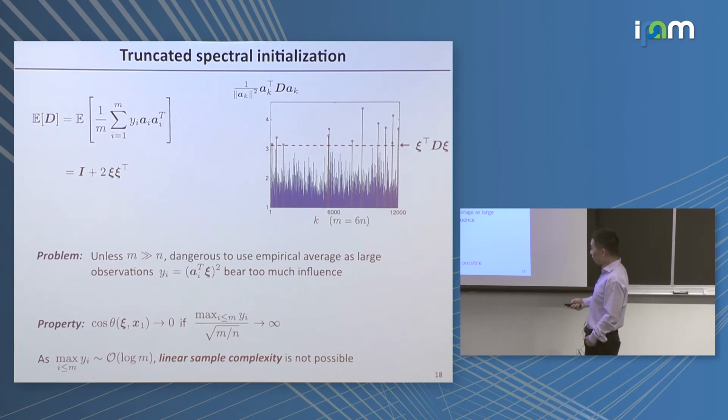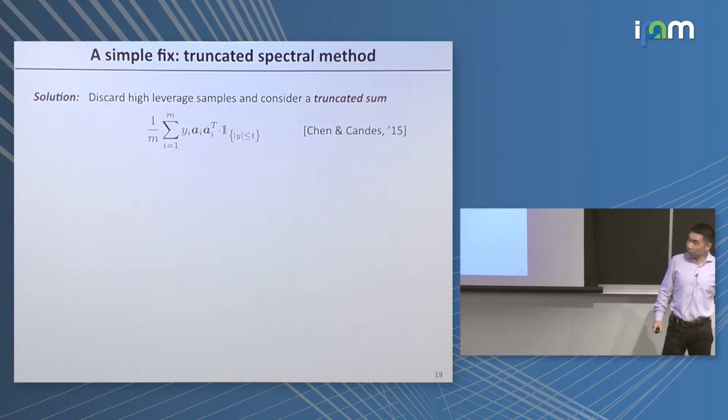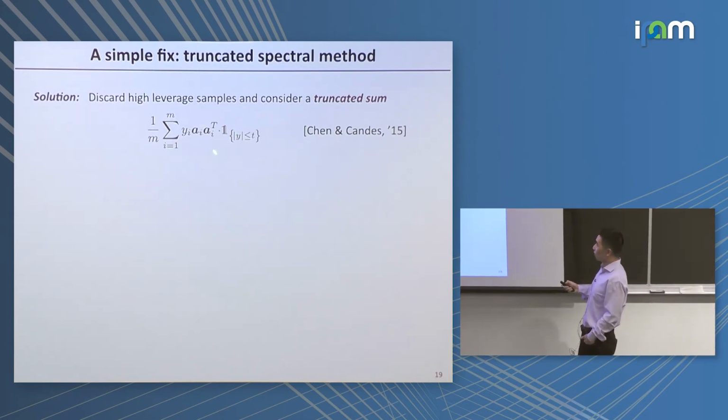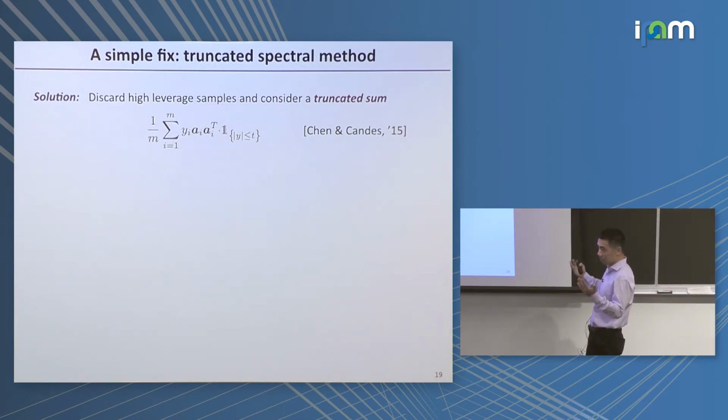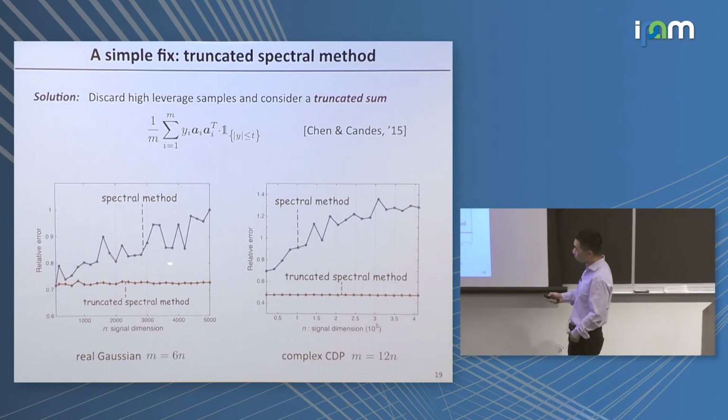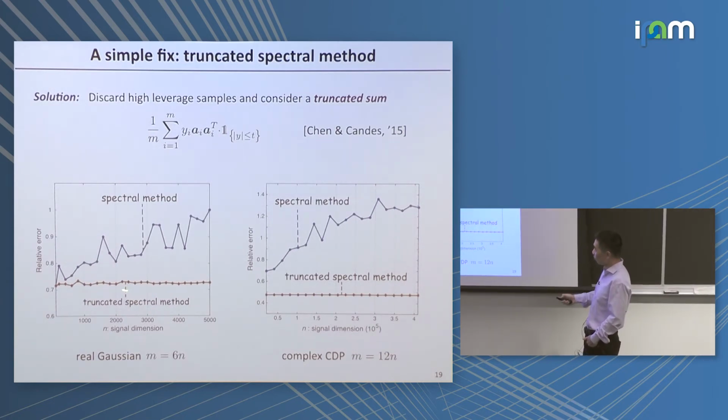And what is a fix? A very simple fix is just to do truncation. So instead of using the yi's, you throw away any measurements that are too large. It's a very simple idea, but it works pretty well. And you can see that without this shrinkage or truncation, the performance of the spectral method gets worse if you increase the dimension n, while fixing the sampling ratio. That is an indication that the performance does not achieve linear sample complexity. But if you do the truncation, you can see that the performance stabilizes.